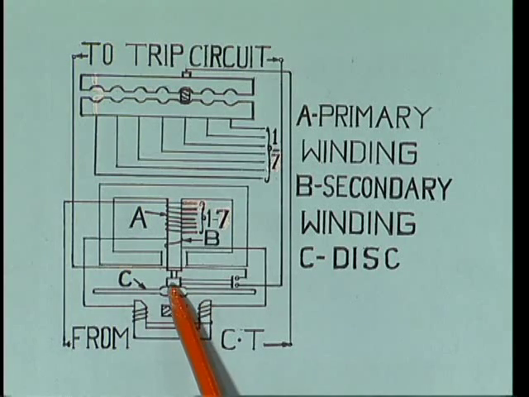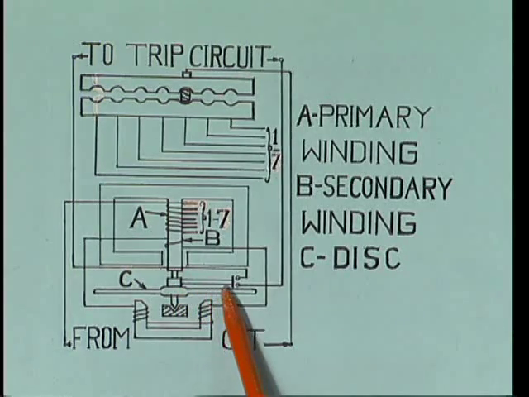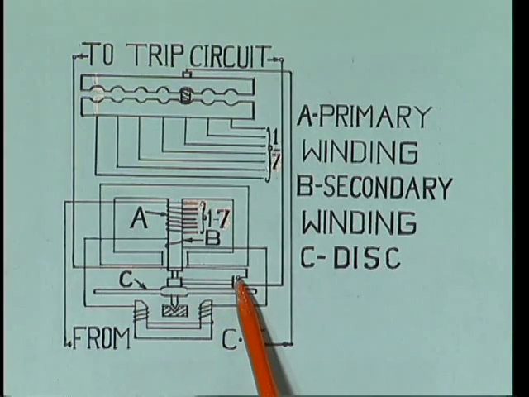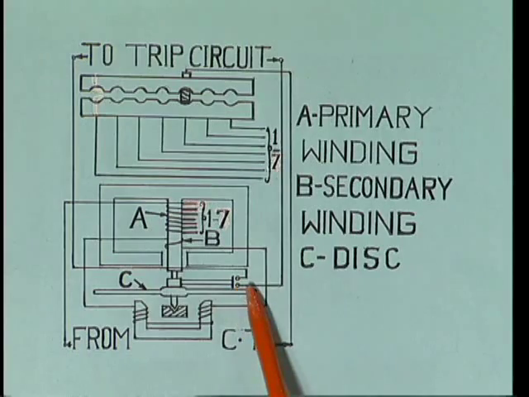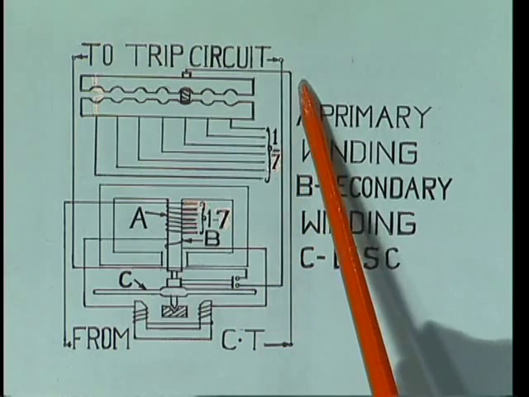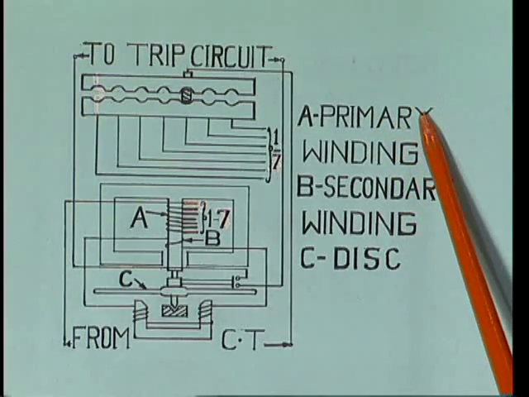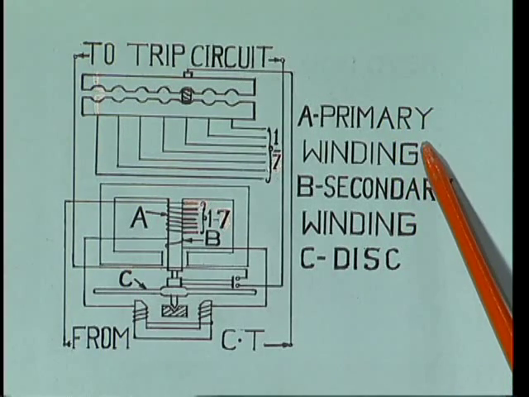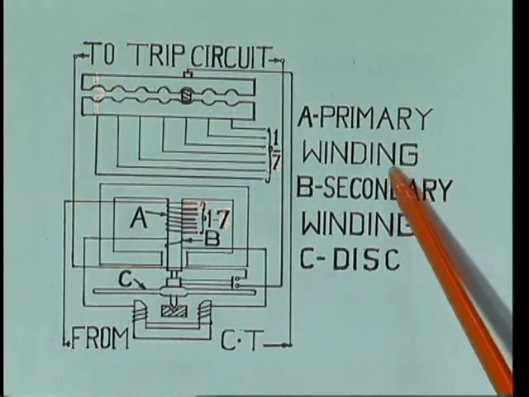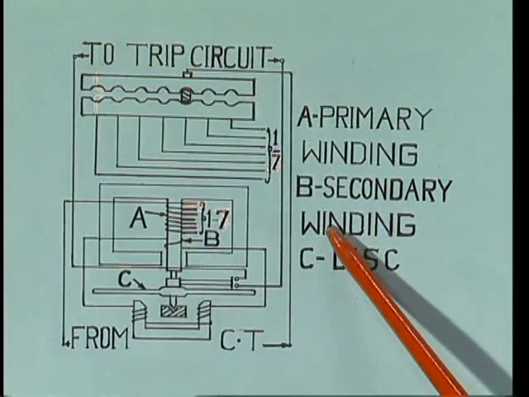Therefore, the disc starts to rotate through the preset angle, then it touches the fixed contacts of the trip circuit, then the trip circuit is closed, and the trip circuit automatically opens the circuit breaker, then the faulty system is disconnected from the healthy system. Like this the relay works. So this is the construction and working of these relays.